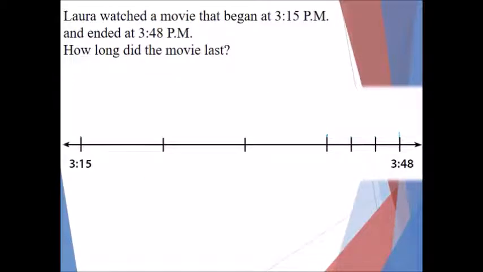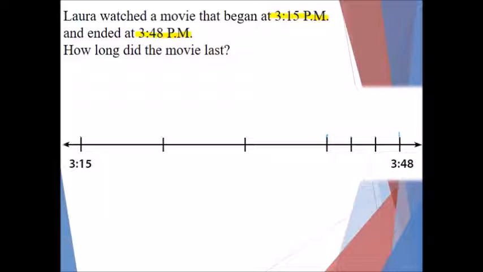Let's try to find the elapsed time another way. Laura watched a movie that began at 3:15 p.m. and ended at 3:48 p.m. How long did the movie last? So we know the start time, which is 3:15, and we know the end time, which is 3:48. We still have to find the amount of time that passes from the start of the movie to the end of the movie, which is the elapsed time.